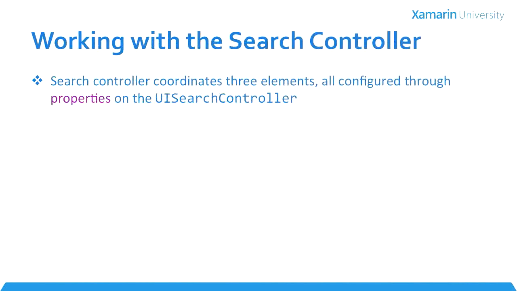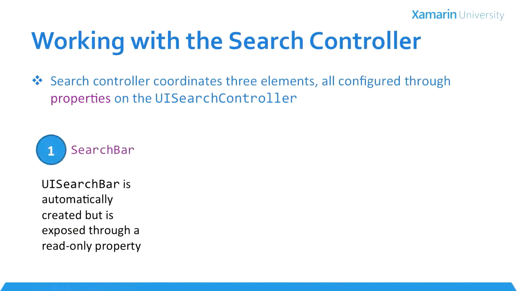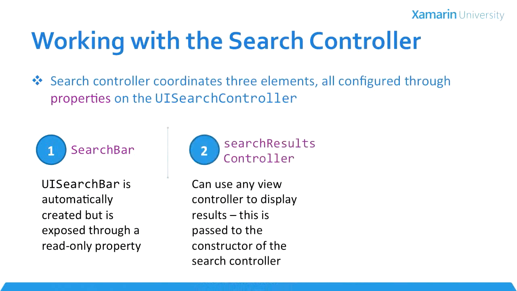So our new UISearchController has 3 pieces of information it coordinates. It creates a UISearchBar. It does this for you and exposes it through a read-only property. Now you create a custom view controller to display the search results. And this is often a table view, but you can use any UI you like, and then you pass the view controller to the constructor of the UISearchController.